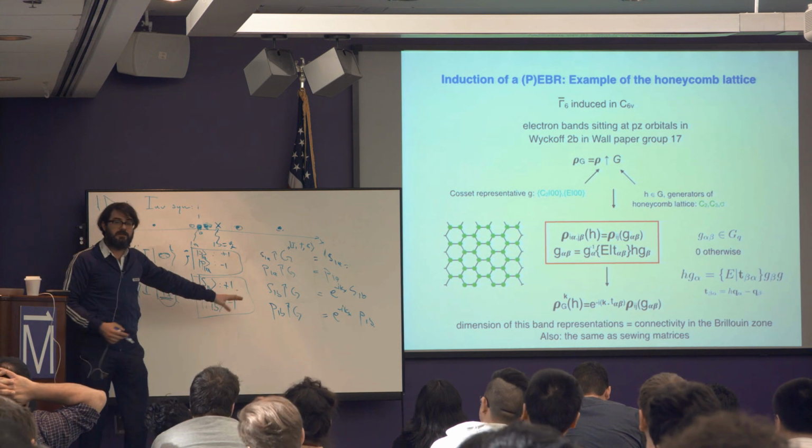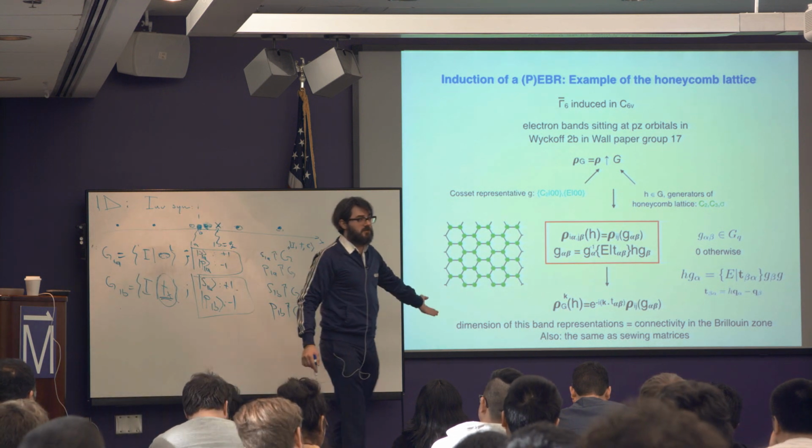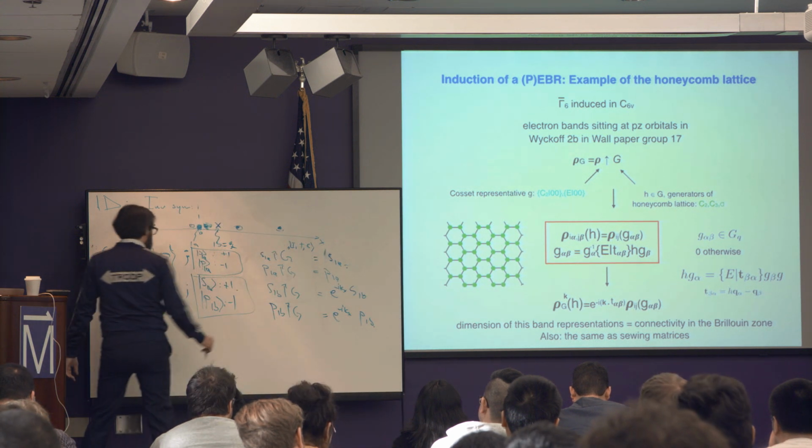Okay, so is this clear? These are the band representations. That's how you build them. And now it should be clear that you can do this for every space group, really, algorithmically. Well, algorithmically, you can do it explicitly.